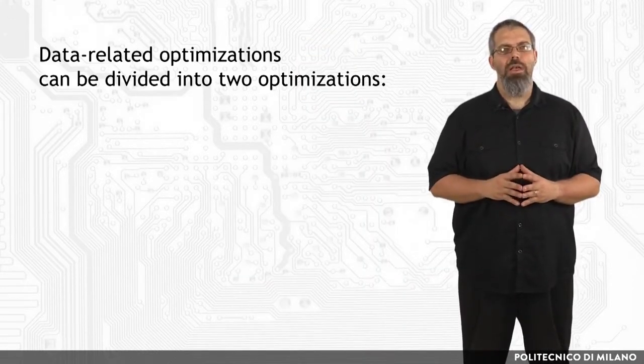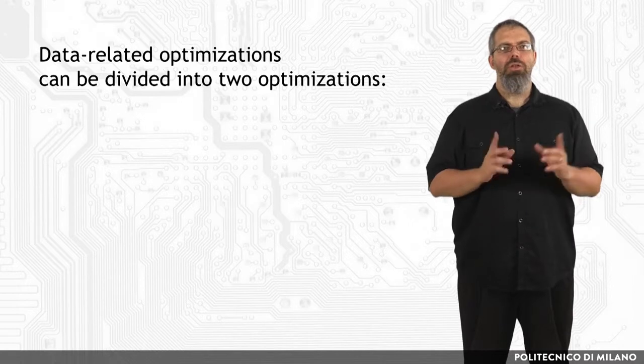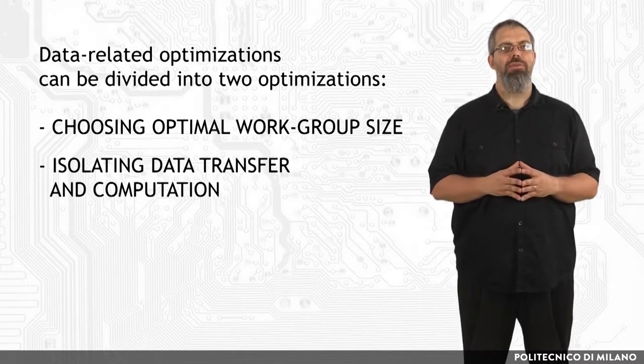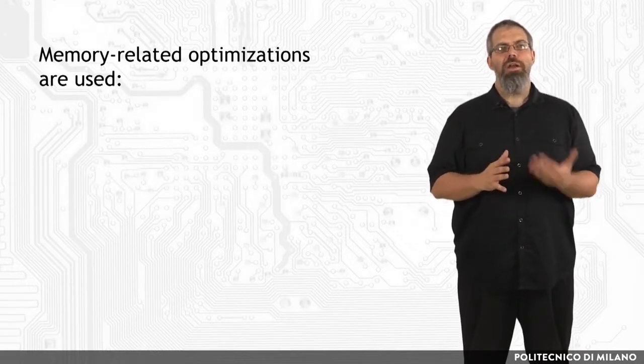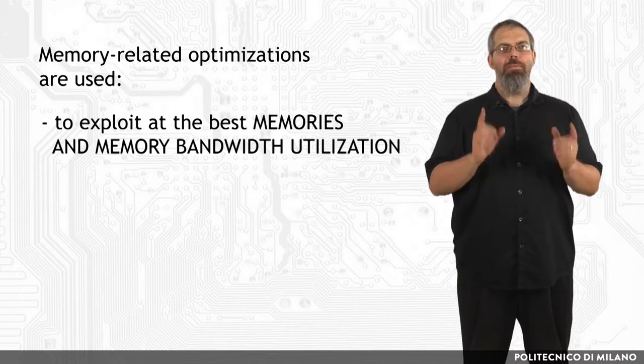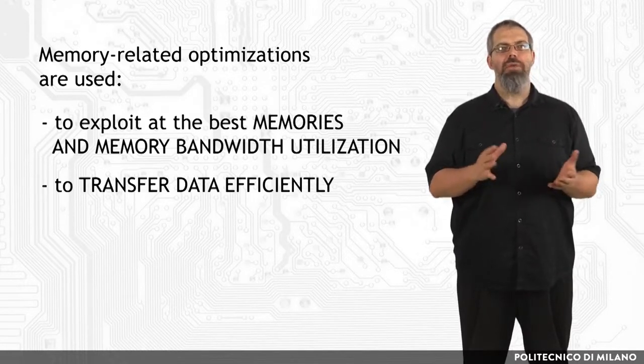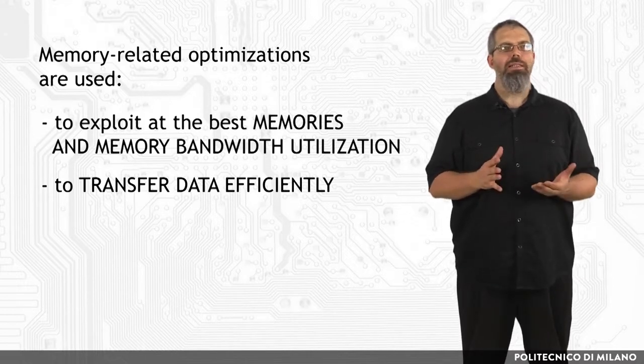Data-related optimization can be divided in two optimizations: choosing optimal workgroup size and being able to isolate data transfer and computation. Finally, memory-related optimizations are used to exploit, at the best, memories and memory bandwidth utilization, and to transfer data efficiently by using specific commands, like the clEnqueueMigrateMemObjects. Let us now explore a little bit more these optimization recommendations, starting from the arithmetic ones.